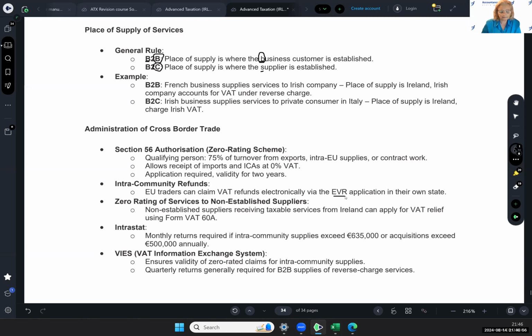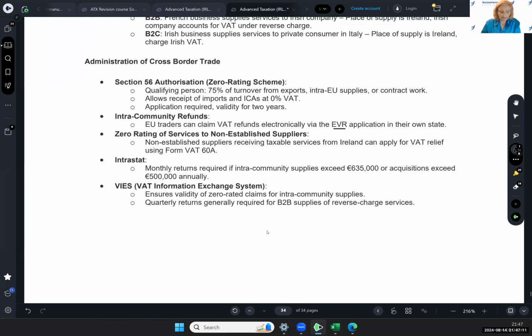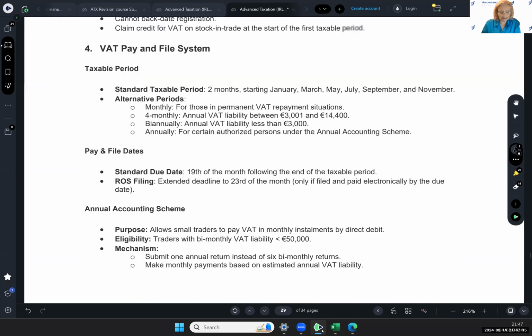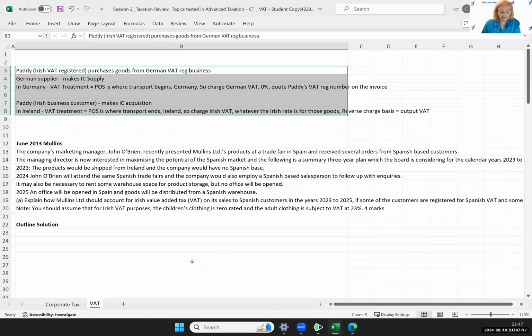Okay. And then this zero rating of services is a special rule that only applies to services to foreign suppliers where they're receiving a regular service. So I wouldn't worry about that one. All right. So that's a quick and dirty trip through that. There's plenty of time now.